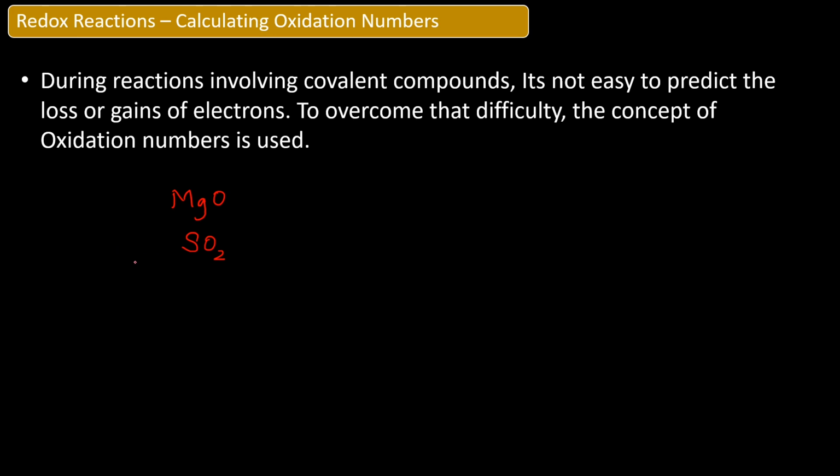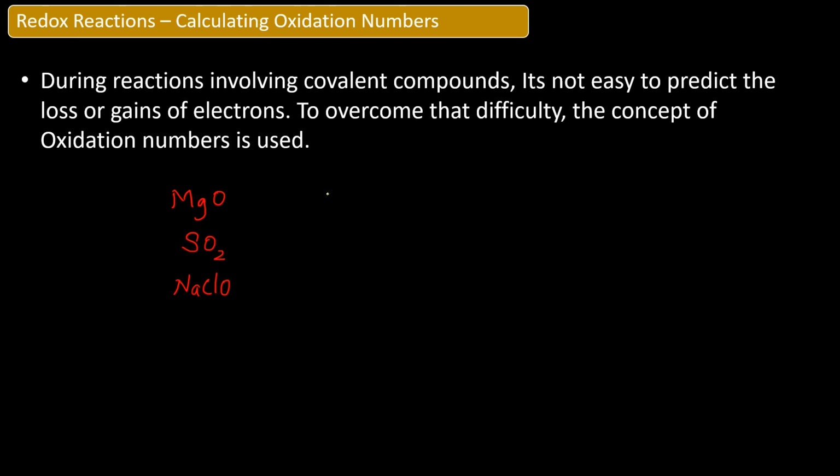But imagine we have sodium hypochlorite. Now if we have a compound made up of three elements, in such a case the movement of electrons is very difficult to keep track of. To overcome this difficulty, we have the concept of oxidation numbers.